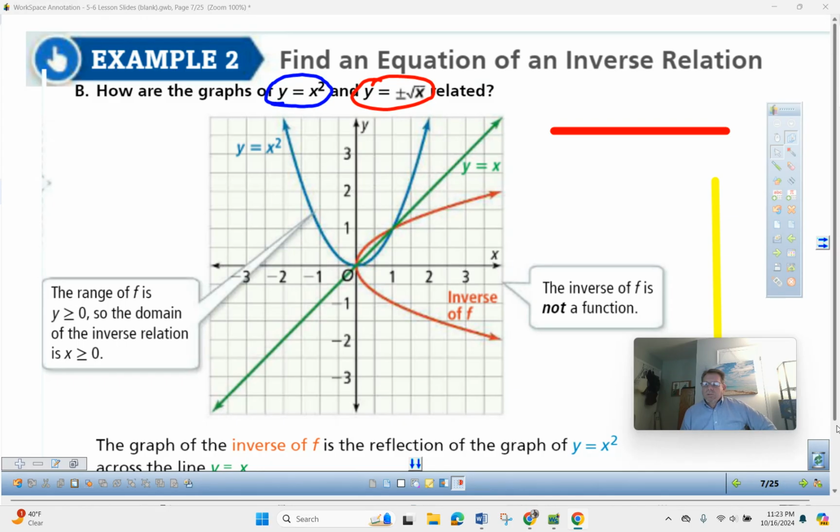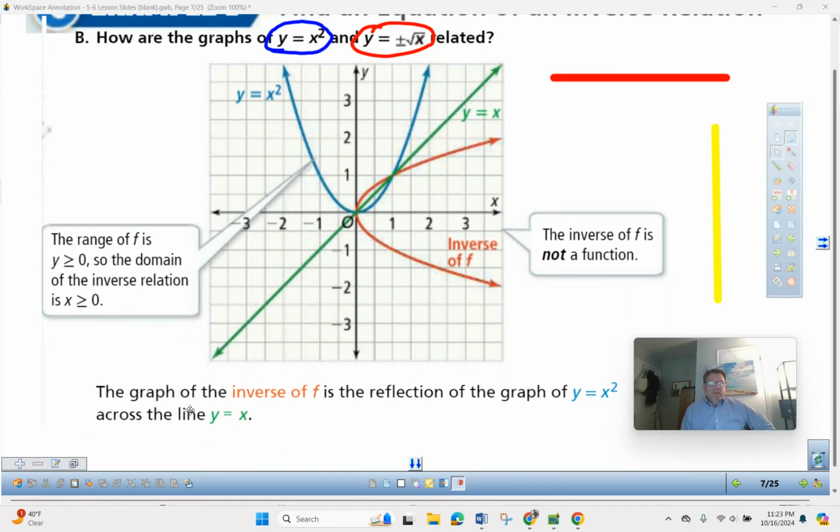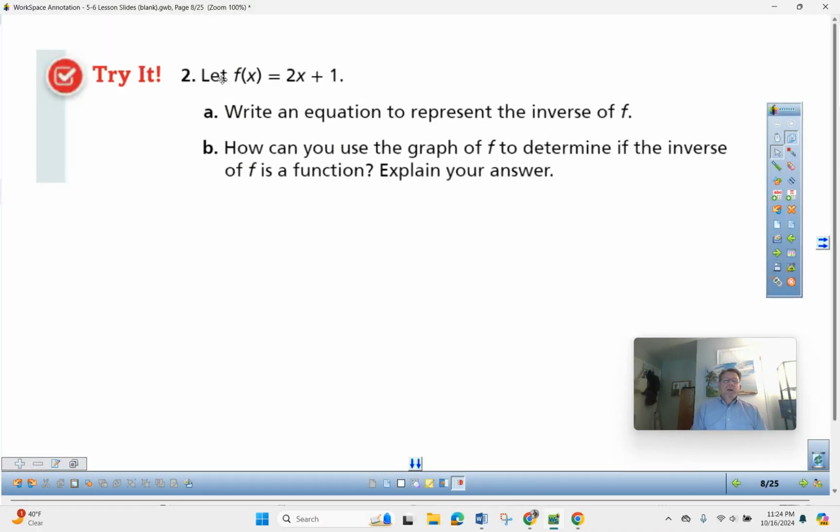All right, so let's finish up what they're talking about down here. It says the graph of the inverse of f is the reflection of the graph of y equals x squared across the y equals x line. So we already said that. Let's leave that be. It'll bring up the next thing. So now it says, let f of x equal 2x plus 1. Write an equation to represent the inverse of f. Okay, I'm going to give you just a second here to see if you can do this for yourself. So you need to pause it.